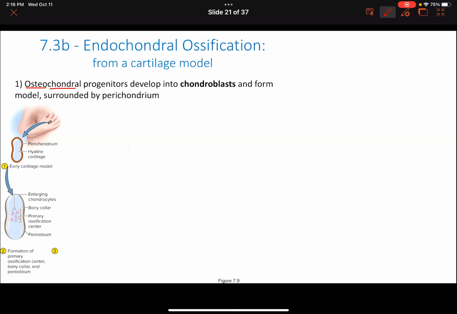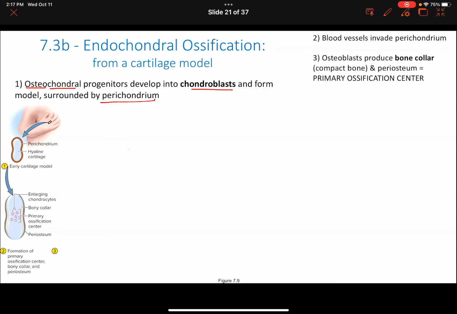And so they develop into chondroblasts, which are going to make more cartilage. So it's going to form this cartilage model, and that is surrounded by perichondrium. Then there are going to be blood vessels that begin to invade the perichondrium. So there are blood vessels that break into that region, and that's going to bring in other cells, so the osteoblasts.